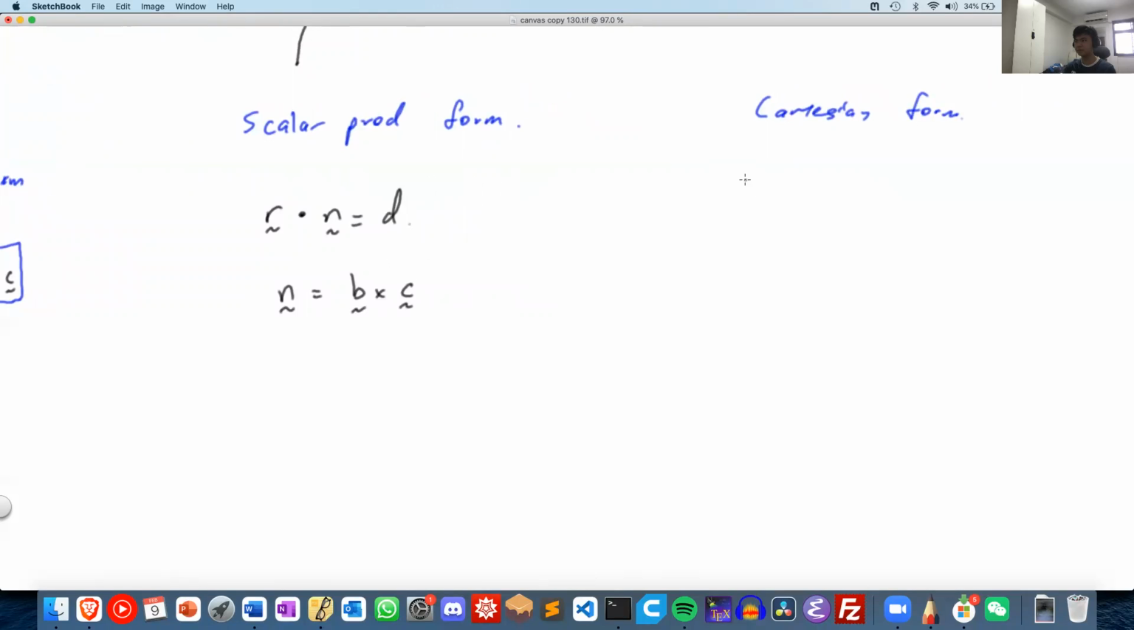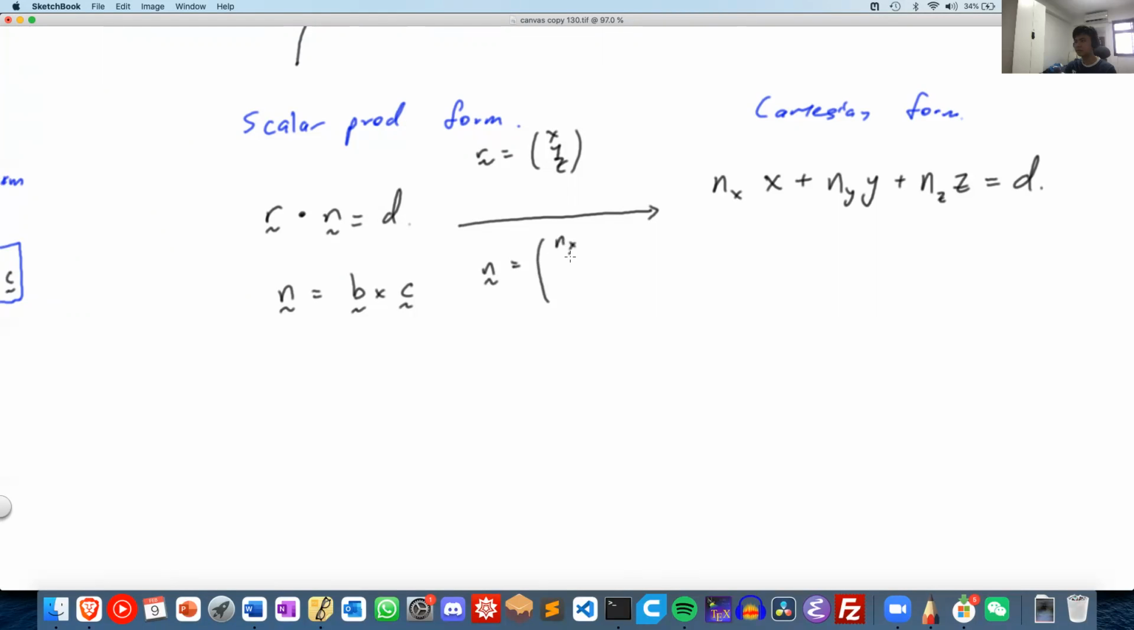But the Cartesian form will be n_x x plus n_y y plus n_z z equals d. And this is actually just an expansion of the dot product. If you go from the scalar product form to the Cartesian form, we just let r equal x, y, and z, and n, the normal vector, equal its components. And then we just expand out the dot product to obtain this.